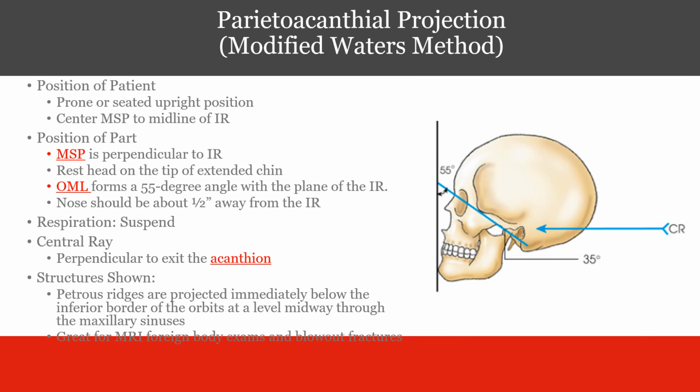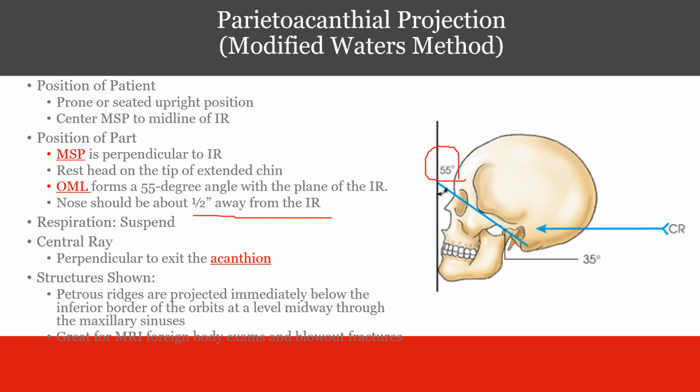On the parietal canthial projection, modified Waters, the patient is in the seated or prone position. The mid-sagittal plane is still perpendicular to the midplane of the image receptor, and everything is the same about the positioning of the part, except that the OML forms a 55-degree angle with the plane of the image receptor instead of a 37. That means that the nose is only about half an inch away from the image receptor this time.